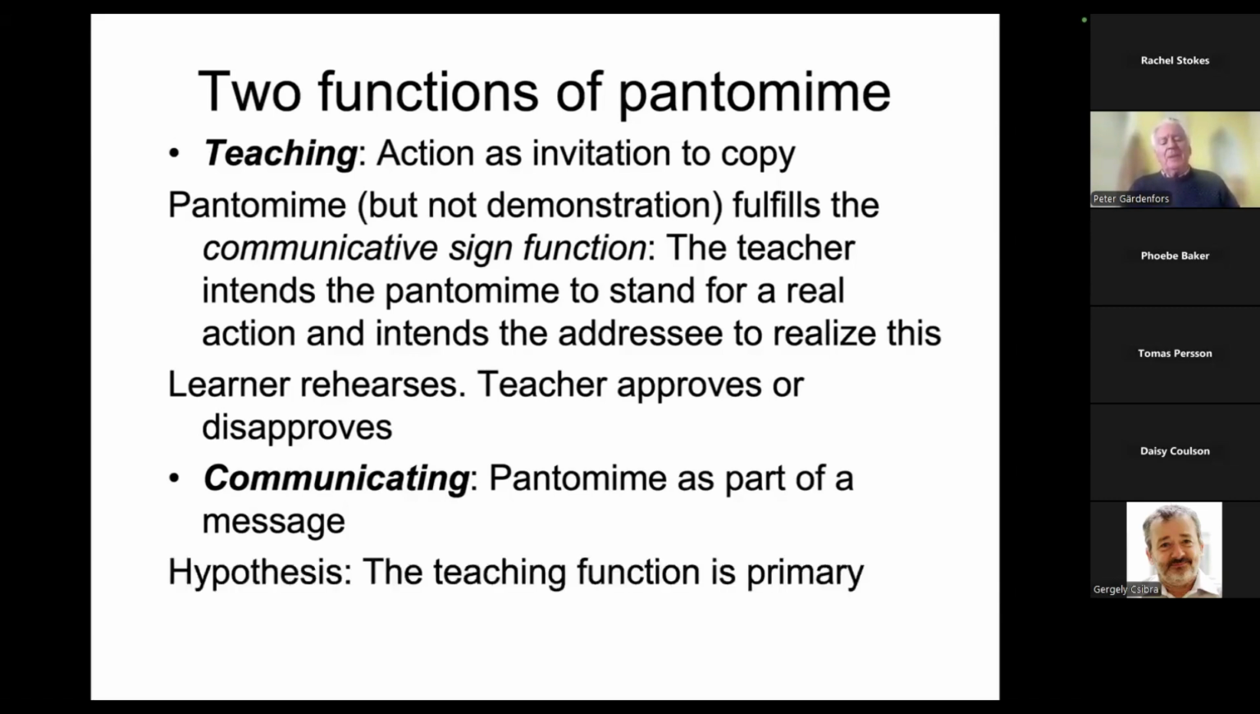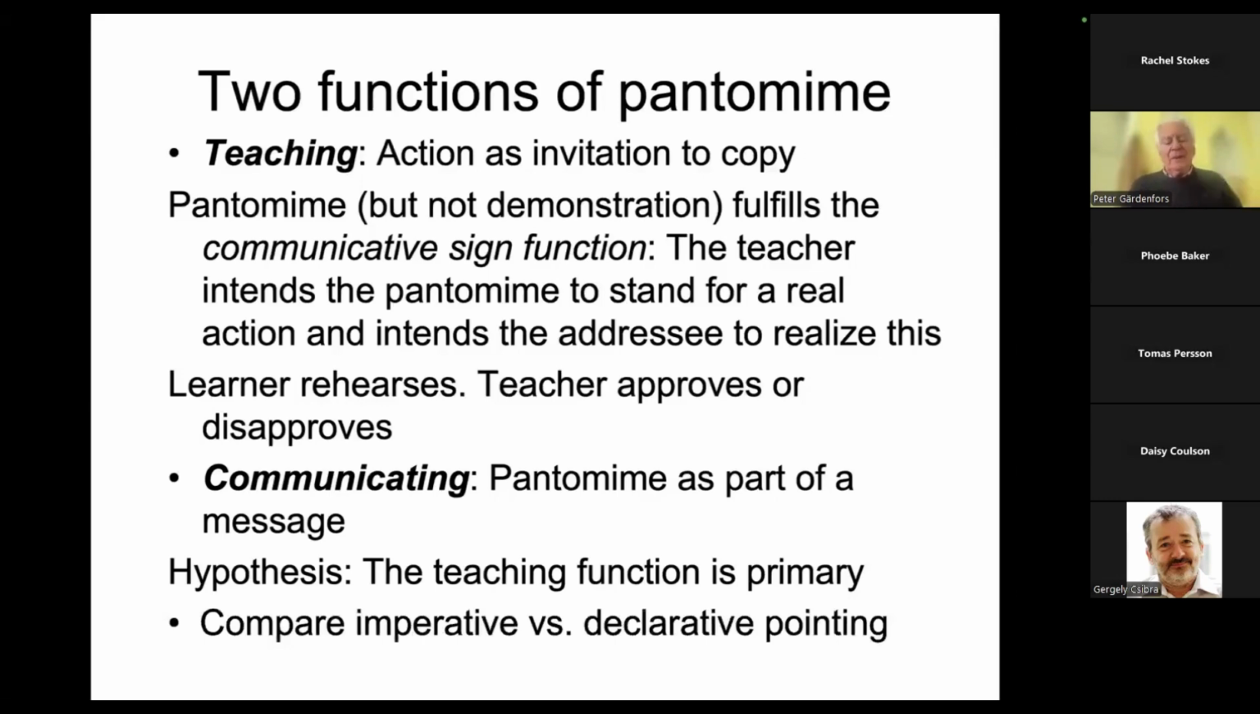And that's a big difference, because you can communicate, you tell about an event, or maybe you can tell about a plan by pantomiming. But as I will try to show, I think this is a later stage in the evolution. It's more complicated cognitively and communicatively. And so my hypothesis is that we first had pantomime for teaching, and then that was accepted for the communicative function.